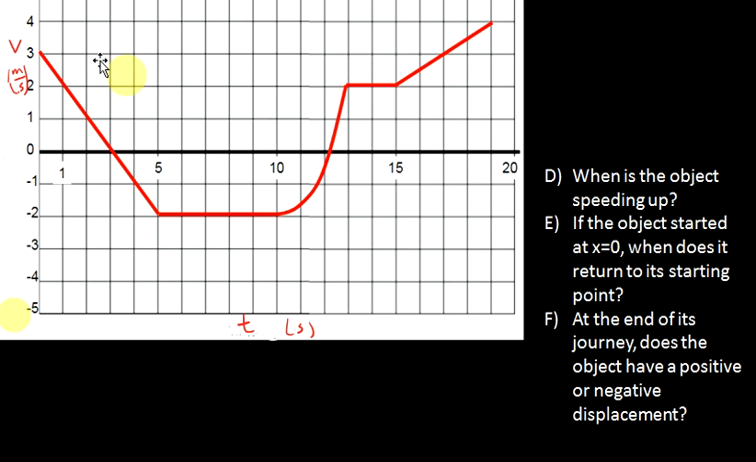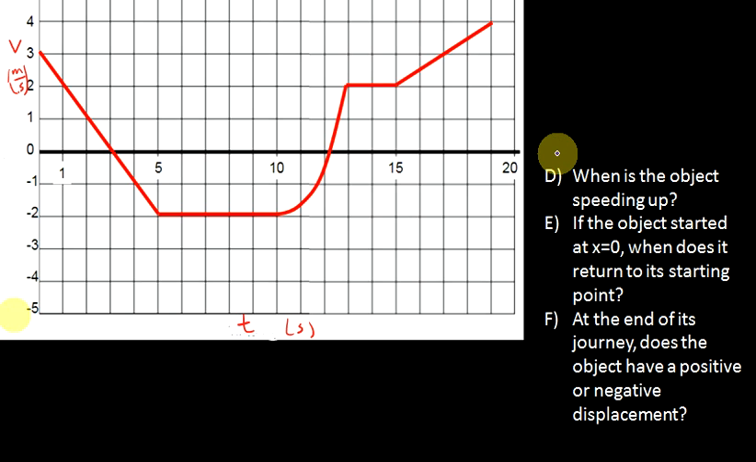Moving on, D, E, and F. Okay, here we go. D is asking, when is the object speeding up? Careful, this was on the summer assignment. Okay, speeding up is when the velocity is either getting more and more positive, going faster and faster in the positive direction, or when it's getting more and more negative, something going faster and faster in the negative direction. Negative acceleration does not necessarily mean slowing down.